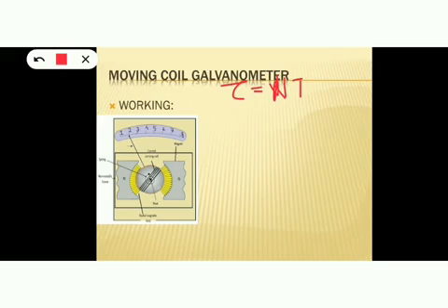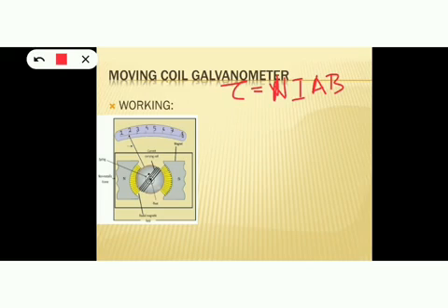N I A B. You remember this expression? We had discussed it in our previous session in the topic torque experienced by a rectangular coil. So this was the expression, where capital N is the number of turns of the coil, I is the current flowing through the coil, A is the area of the coil, and B is the magnetic field produced.